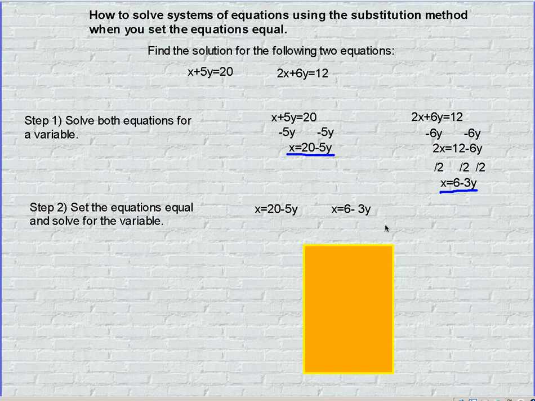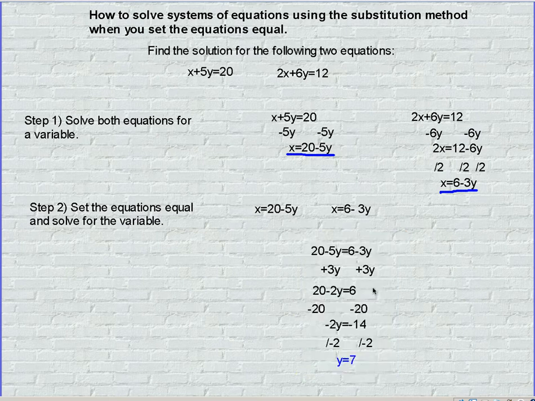We choose our equations, x equals 20 minus 5y, x equals 6 minus 3y, and we solve for them. That gives us the following. 20 minus 5y equals 6 minus 3y. Since we're solving for y, we do the following steps, and ultimately we get y is equal to 7.